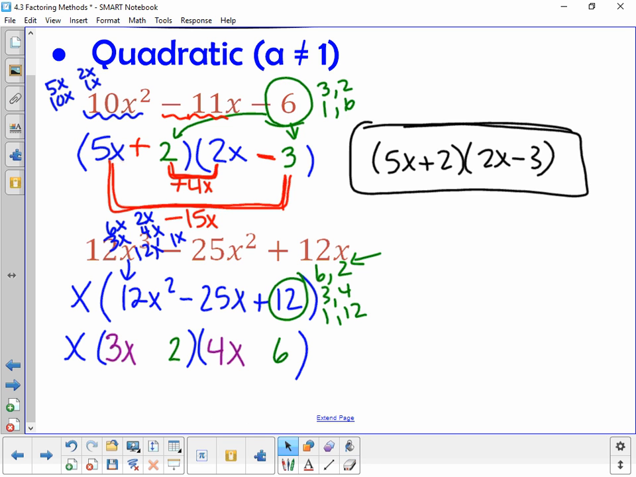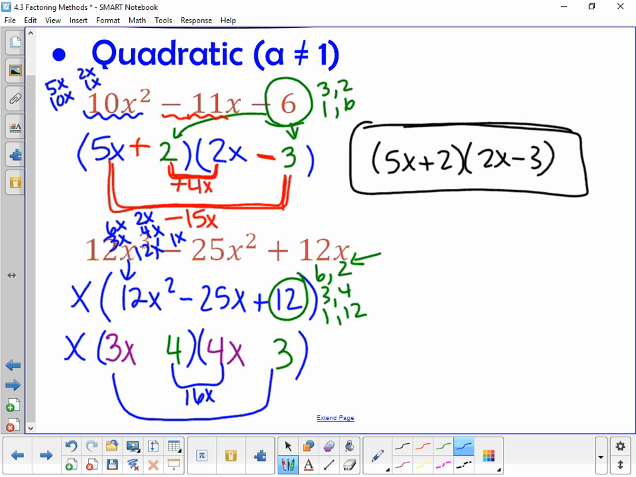Okay, so the 2 and 6 didn't work, so maybe instead of 2 and 6, we try a 3 and a 4. Oh, that would be kind of weird with a 3 and a 3 and a 4 and a 4. I don't know if that would work. Let's switch it just for funsies. How about we put the 4 here and the 3 here? Well, that would give me a 16x, and this will give me a 9x, and hey, that could be a 25. They both need to be negative, so both negatives here.